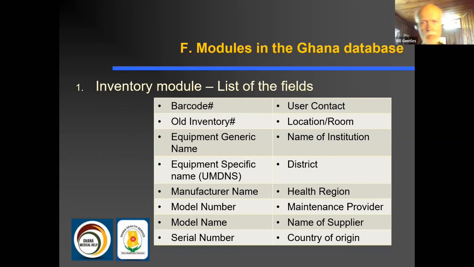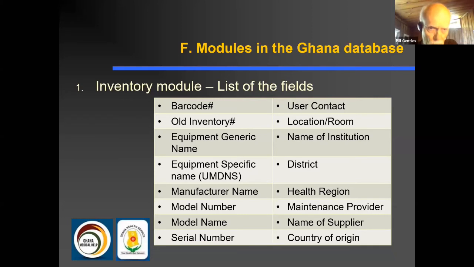Location and room, name of institution, district, all of these things can be put in as drop-down lists that you can just click on to enter. And we're starting to implement some of those lists, and there'll be more of them as you receive copies of the inventory. So maybe you've got a full service contract and you need to know who to call when the device needs service from the outside service provider, or it's under warranty. The name of the supplier that you purchased it from, the country of origin. Now, that was just the first half of the list.